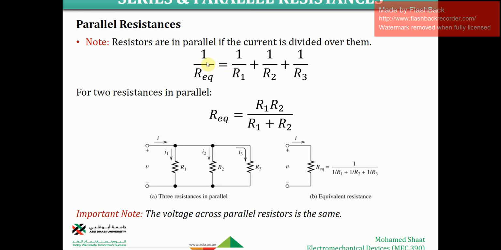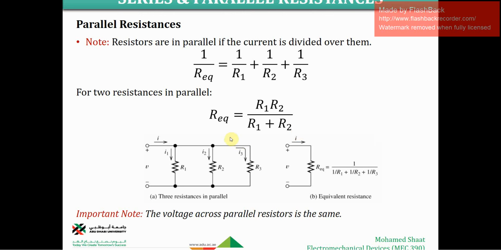one in the previous meeting, that it should be 1 over R equivalent equals the sum of the inverses of all of these resistances together, like 1 over R1 plus 1 over R2 plus 1 over R3 and so on. It depends on how many resistances we have.